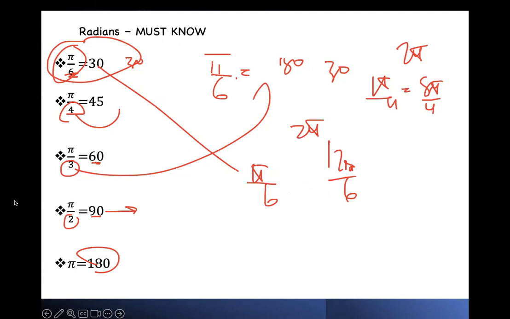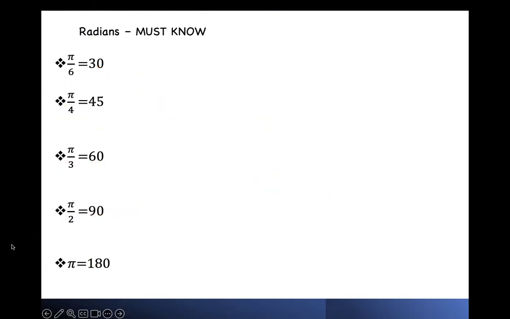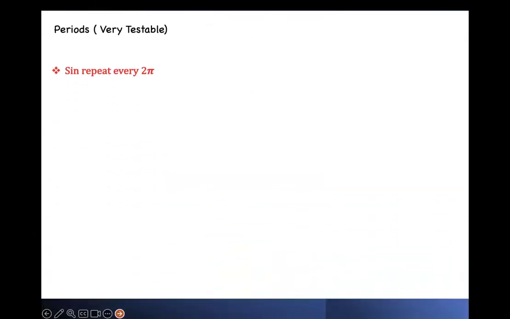And then the biggest thing that confuses most people is the period. Sine repeats itself every 2 pi. That's why we use 2 pi for sine and cosine. If it's tan, you use pi. It's half a cycle. So if they give you an angle, you reduce it by 2 pi. That's why we use 2 pi.